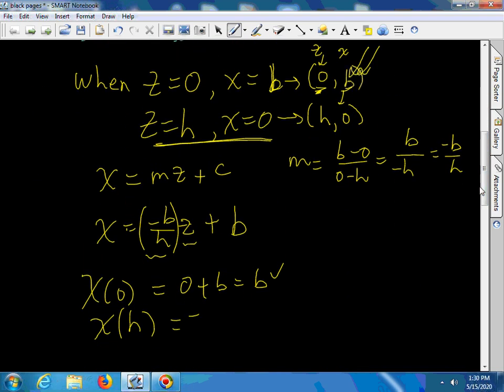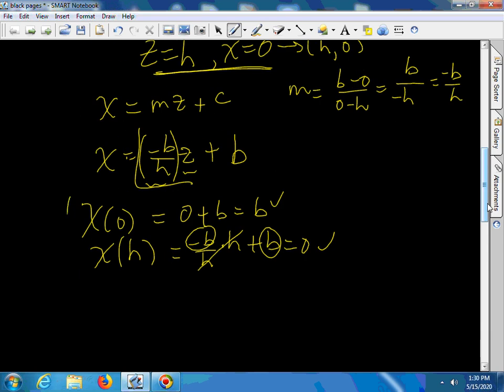So using this formula, we get negative b over h times z, which is h. This cancels out, plus b. So we have negative b plus b is 0. So this equation is working perfectly. Just wanted to verify it.